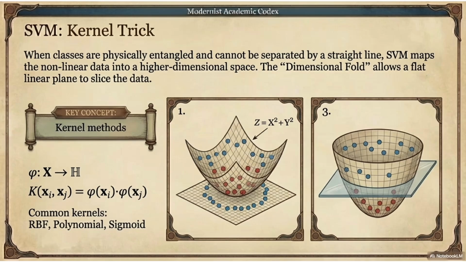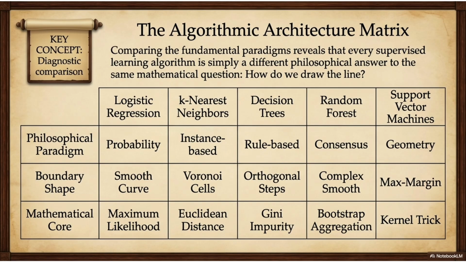What if data is tangled? We wrap it into a higher dimension using the kernel trick. What couldn't be separated in 2D becomes easy in 3D.